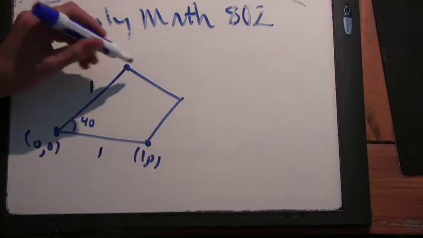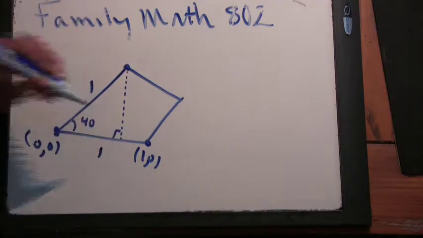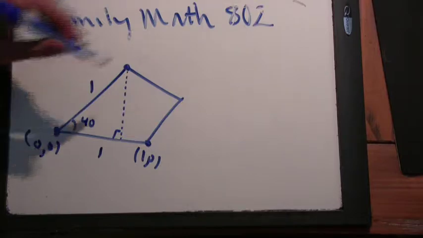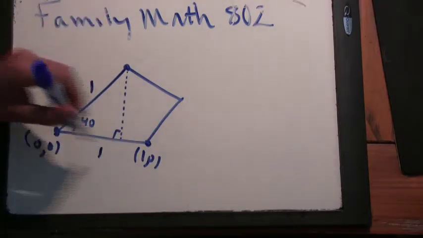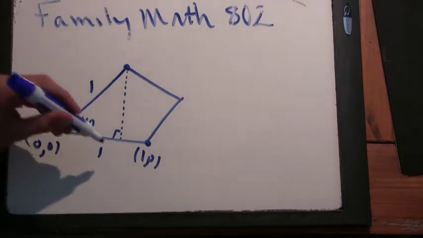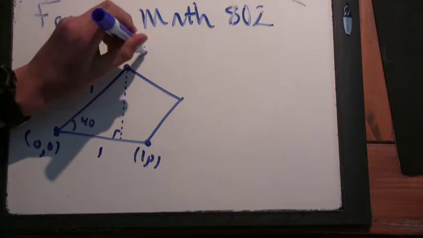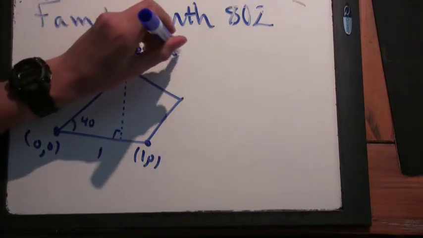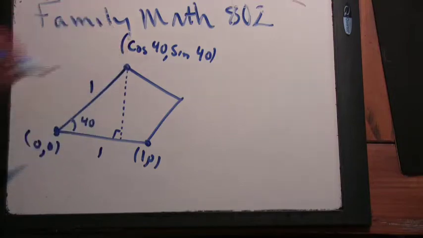And then because we have unit circle trigonometry, you can drop this down. And we know since this is 1, the x value of this point has to be cosine of 40, and the y value has to be sine of 40. Okay. So it's this point.